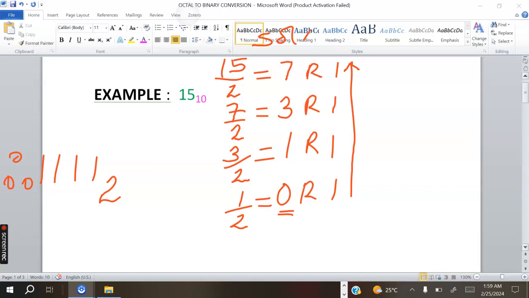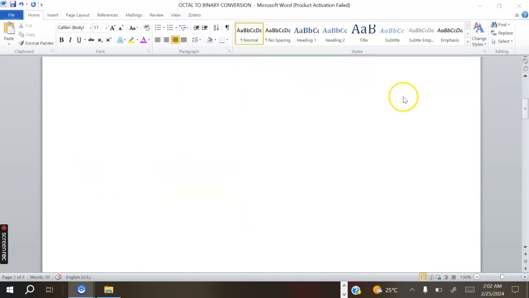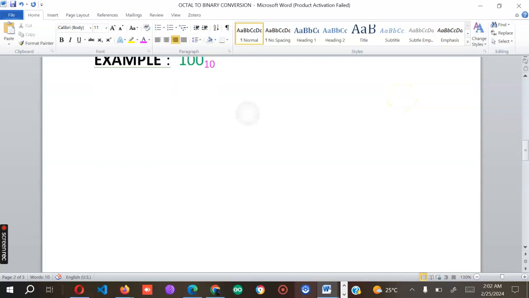Okay, let's go to the next example. I hope that you have understood this one. So this is correct. Let's move to another example, where we have 100 base 10. I will give you maybe 2 minutes. You go through the whole thing following the steps that we have highlighted, then I will do it as you watch.